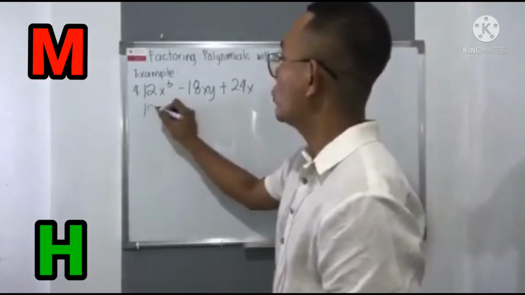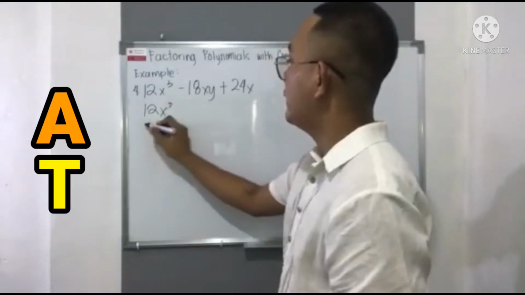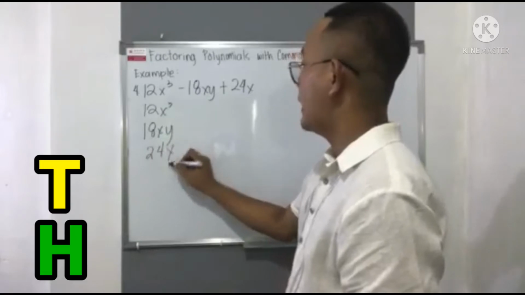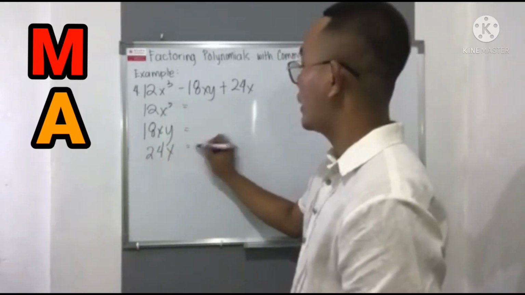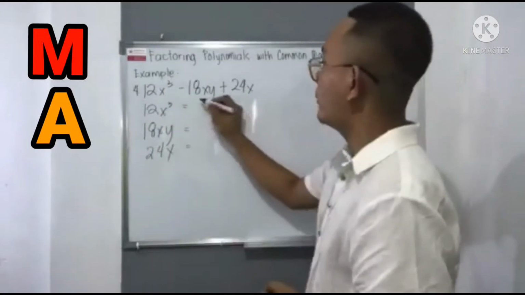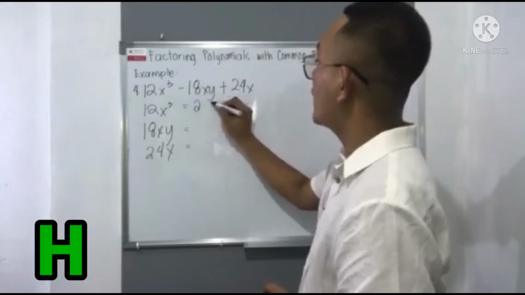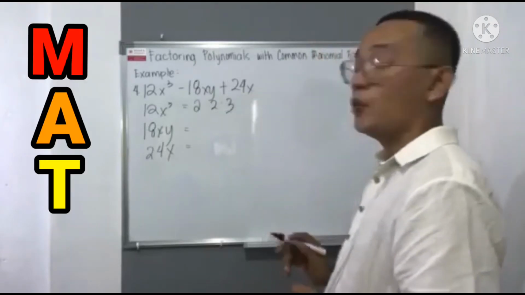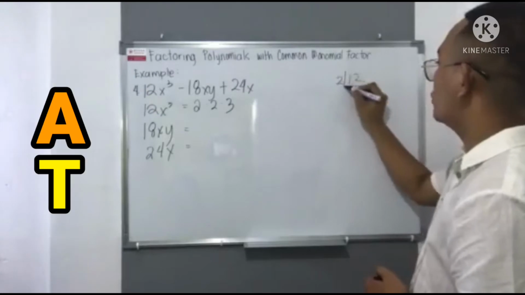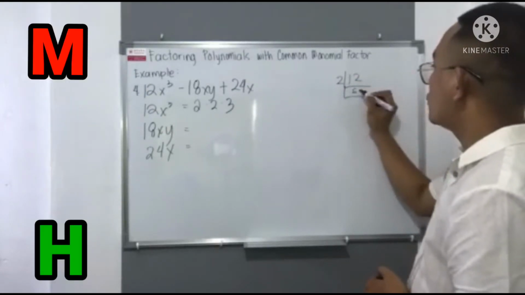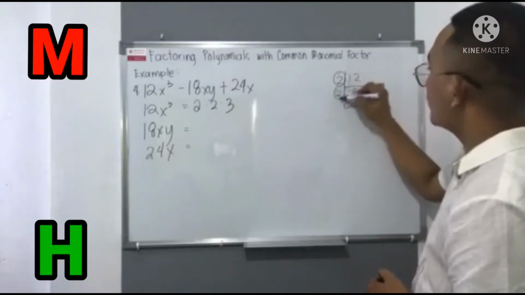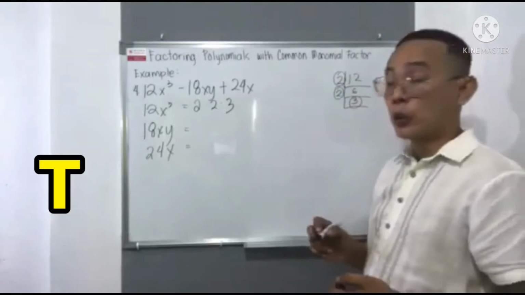So, sulat natin yung 12x cubed, and then 18xy, and then 24x. So, meron tayong 3 terms dyan or trinomial. So, get natin yung prime factor ng 12. Ang prime factor ng 12 ay 2 times 2 times 3. Paano natin nakuha yon? So, 12, i-divide natin muna siya by 2 is equals to 6. Yung 6, pwede natin siya i-divide by 2, kaya 3. Since prime number na yung tatlo, eto na ngayon yung prime factor ng 12 natin.